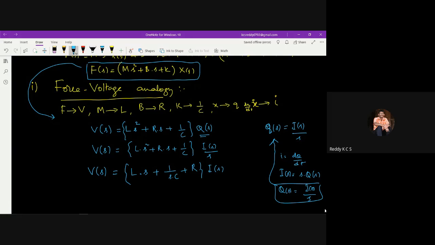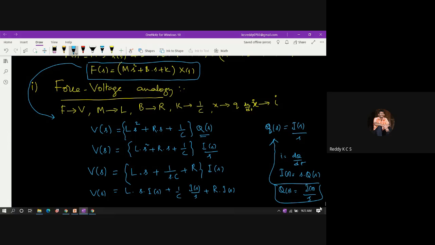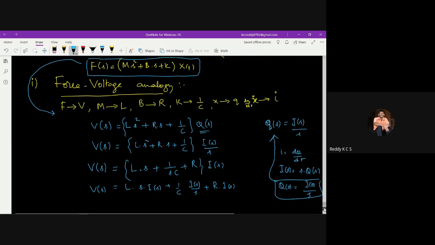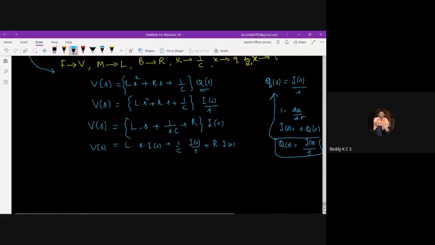So this is what is written in the Laplace domain. If I apply the inverse Laplace transformation, we can write, for example, L into s into I of s. So I write s into I of s plus 1 by c into I of s by s plus r into I of s. Now, to apply the inverse Laplace transformation for this equation, I just multiplied the I of s inside this equation.